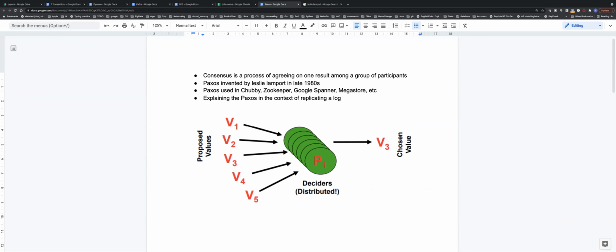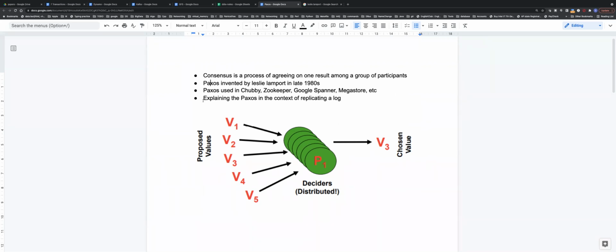Paxos was invented by Lamport in the late 1980s, and it is used in Chubby, Zookeeper, Google Spanner, Megastore, and many more. And for log replication, we will explain how Paxos is used.